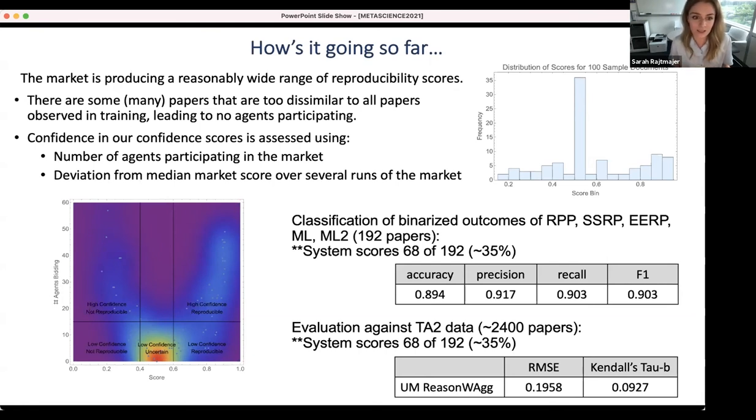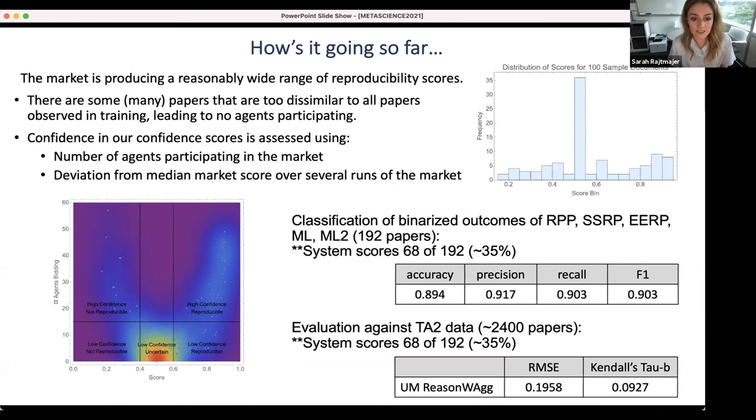With that example, when we train, and I think we split it 80-20 or something like that, with fivefold cross-validation, what we found was that in approximately 65 percent of the papers, our agents just didn't bid, they just didn't have enough information. However, in the papers that they did bid, we did really well. Binarizing the outcomes, just whether they correctly assessed whether the price was over 0.5, so they would reproduce, or under 0.5, would not reproduce, we had 90% accuracy.